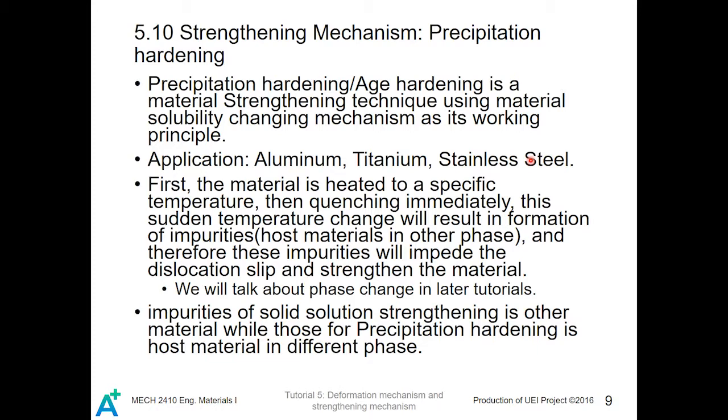The impurities of solid solution strengthening are other materials, while those for precipitation hardening are host materials in a different phase. That basically means that the impurities of the solid solution are added from another material, but precipitation hardening is basically the same material, where different parts of the material have different phases.